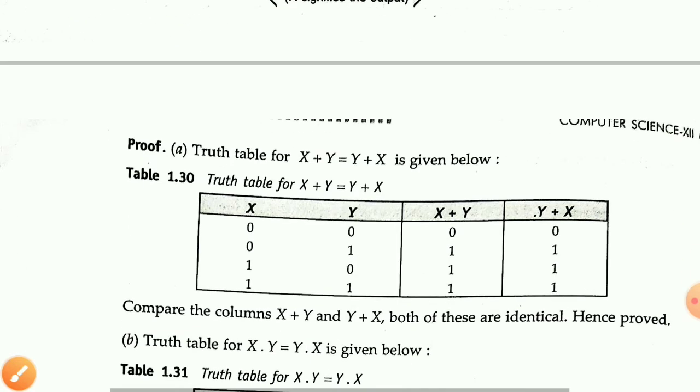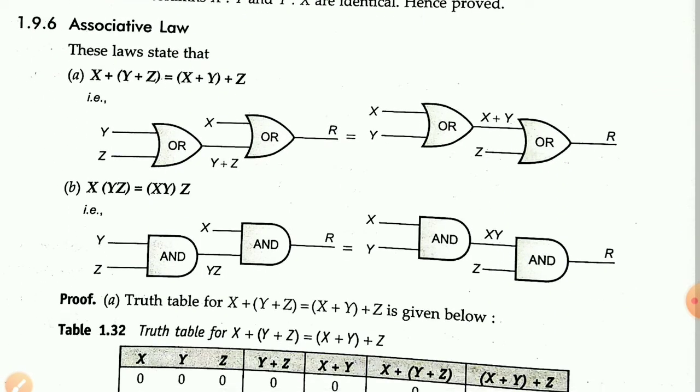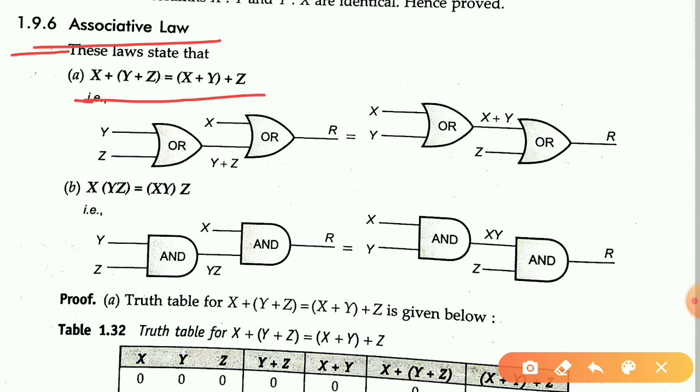Now move to the next law, that is the associative law. Here associative law means that only the bracket will be changed. See, x plus bracket y plus z, and the same is written on the right hand side, bracket x plus y plus z. Only the bracket will be changed.